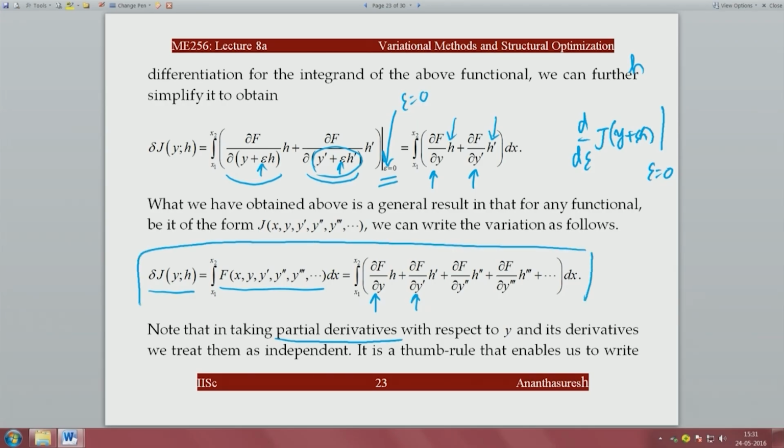This is what you would need for calculations, but you should verify that this is the same as that, which basically comes from this definition.